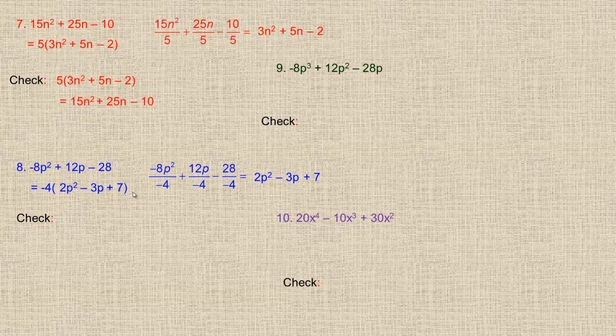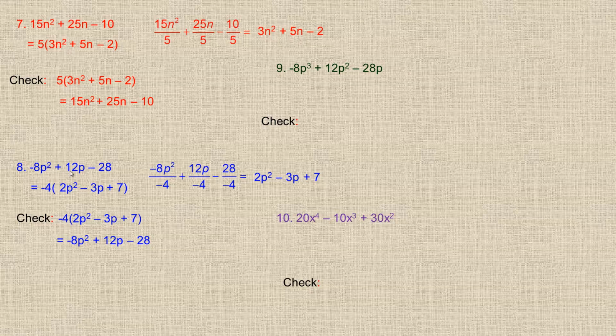We can check it by expanding this out. So negative 4 times the 2p squared would be negative 8p squared. And negative 4 times negative 3p would be plus a 12p. Remember, negative times negative is positive 12 here. And negative 4 times 7 would be minus 28, same as what we had up here exactly. So that is the correct factored form.